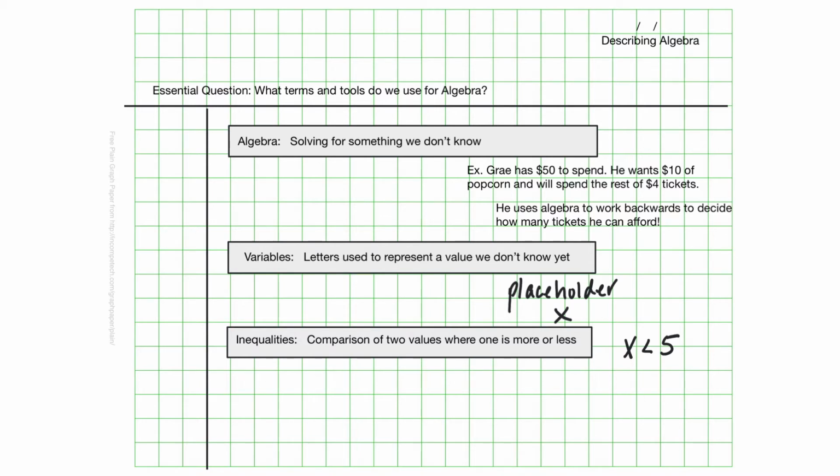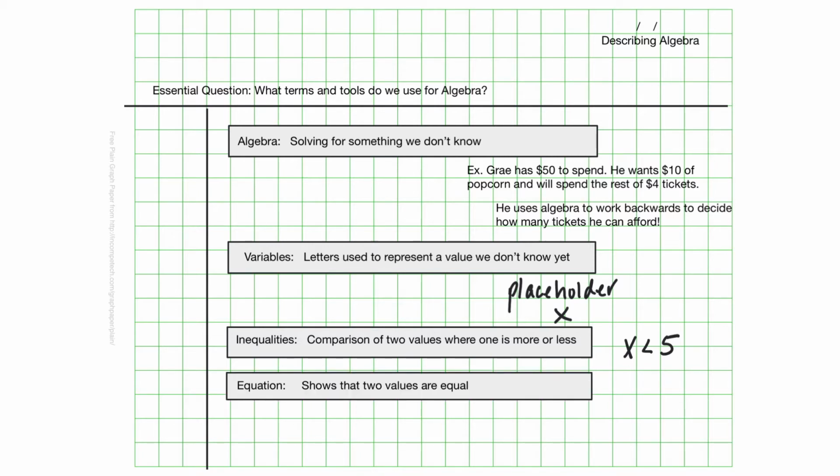So when we see x is less than 5, that variable x could be replaced by anything that's less than 5. It could be 4.5, -10, 0, 1.2, right? Any of those numbers could work. And when inequalities are used to show when one thing is more or less than the other, equations show that two values are equal, right?